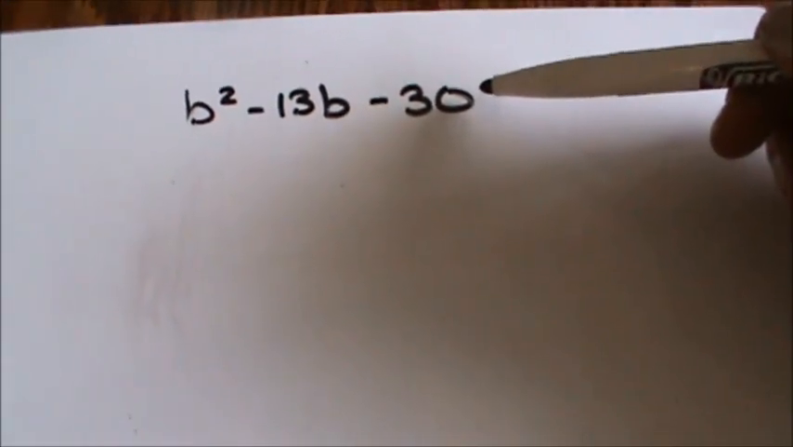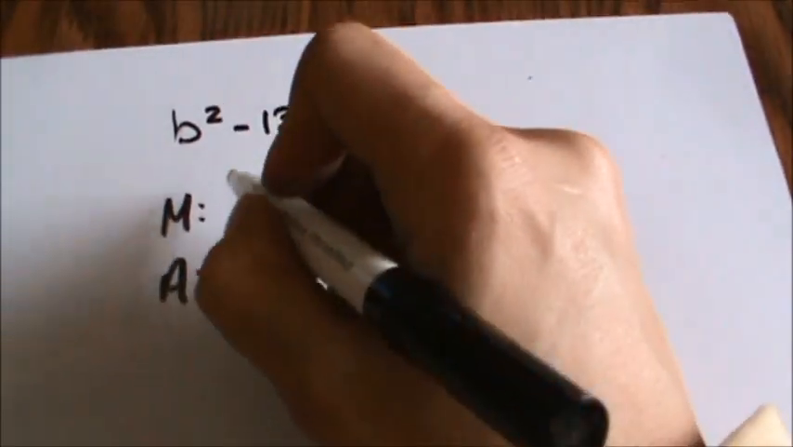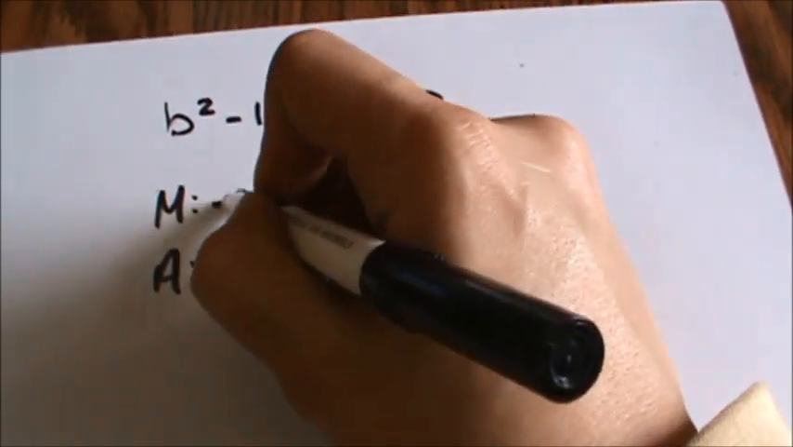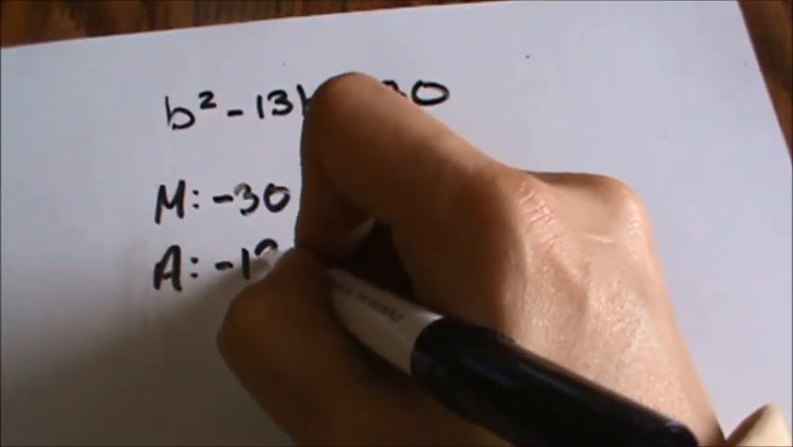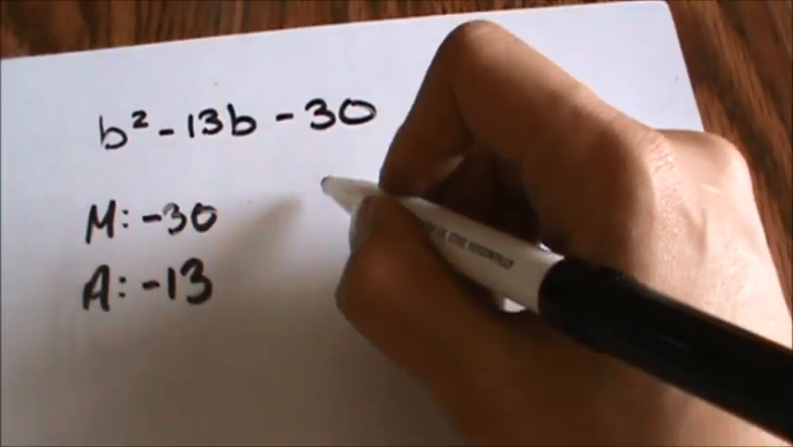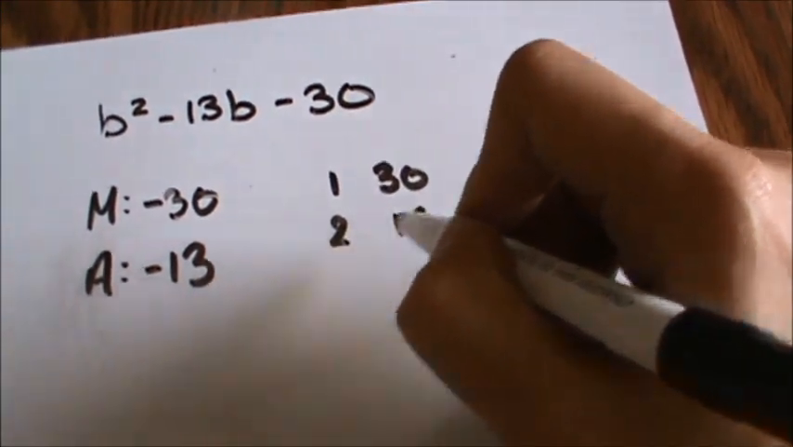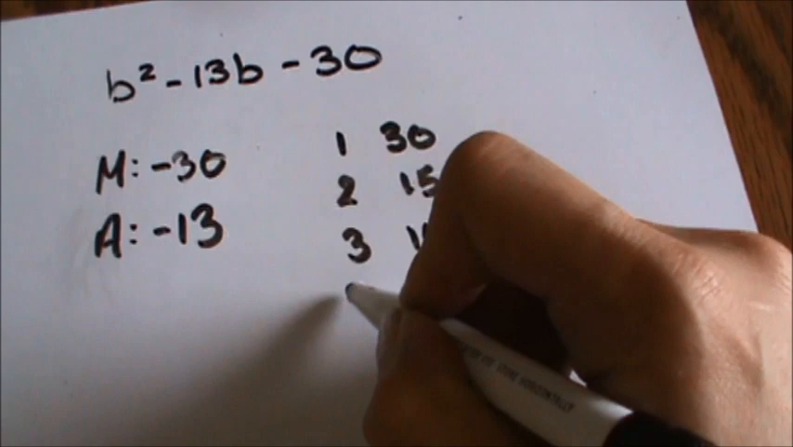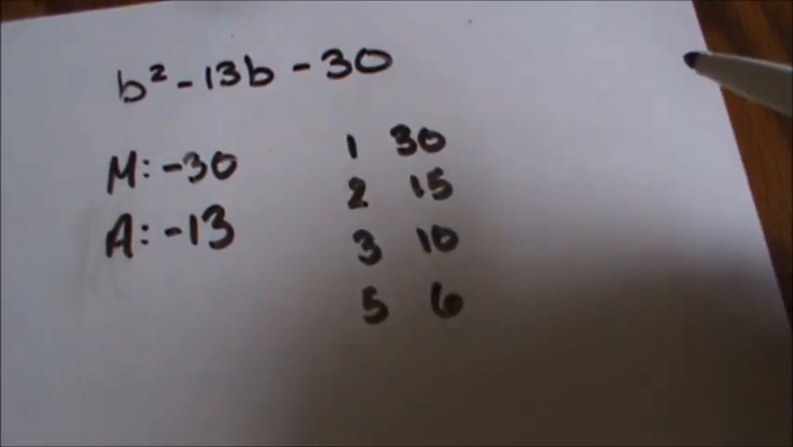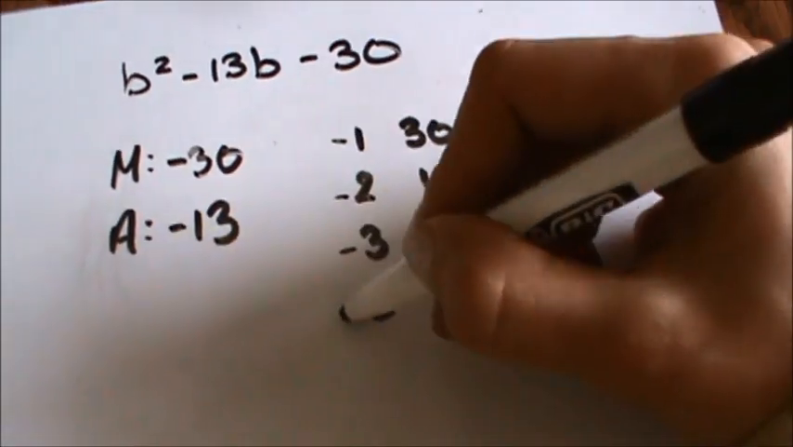Okay, we're given a trinomial that needs to be factored. In order to do this, we first need to consider the two numbers we're looking for. They multiply to be negative 30, and they add to be negative 13. So if we list out our numbers that multiply to be negative 30, I am not just listing this set, because actually none of these numbers multiply to be negative 30. I would need to make one of them negative.